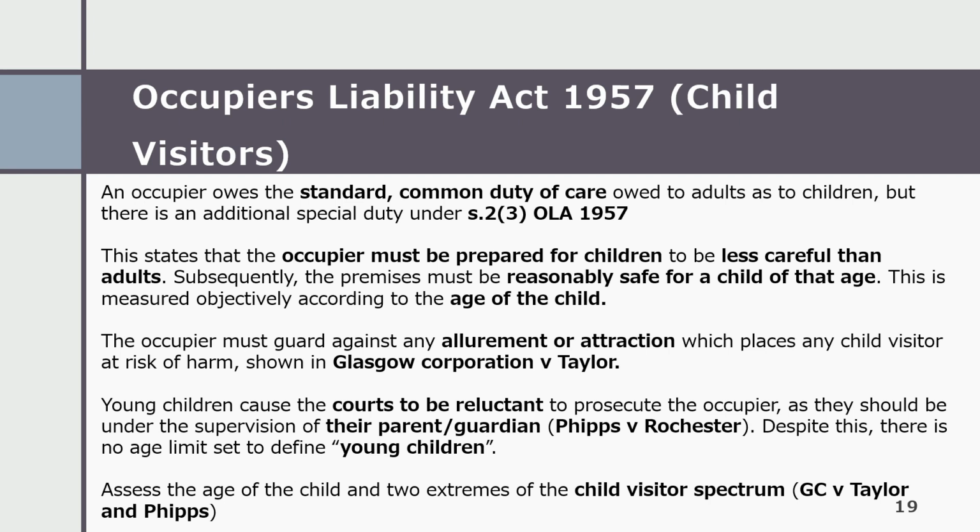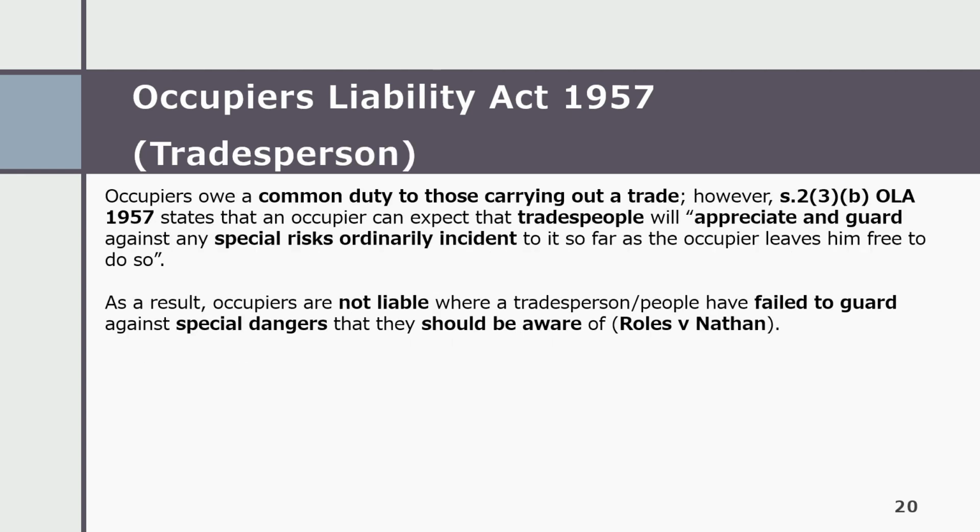Young children cause the courts to be reluctant to prosecute the occupier, as they must be and should be under the supervision of their parent/guardian, that's Phipps v. Rochester. Despite this, there is no age limit to define young children. Assess the age of the child and the two extremes of the child visitor spectrum. So that's Glasgow Corporation v. Taylor and Phipps. That's more of an instruction of what to do in your essays.